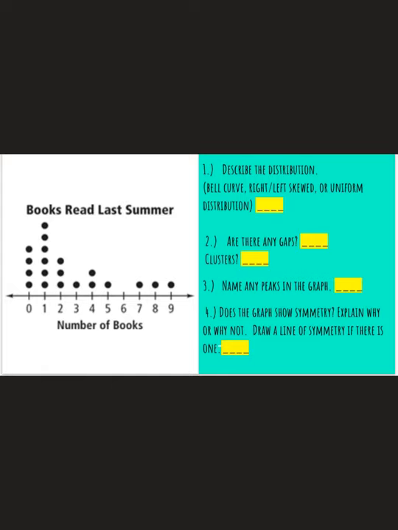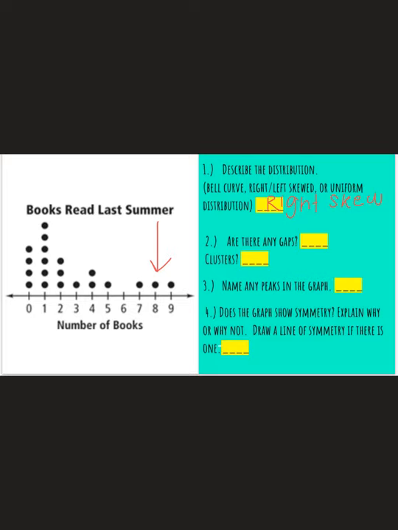All right, this is a dot plot for books read last summer. We have to describe the distribution. So looking at this, it's not a bell curve, right? It doesn't go up on one side and down on the other. It is not uniform distribution, because all of them are not very similar across the top. So it has to be right or left skewed. We learned that whichever side of your graph has the smallest amount of data, or where the least amount is, will name your distribution. So the small amount of data is on the right side, so this is a right skewed distribution.